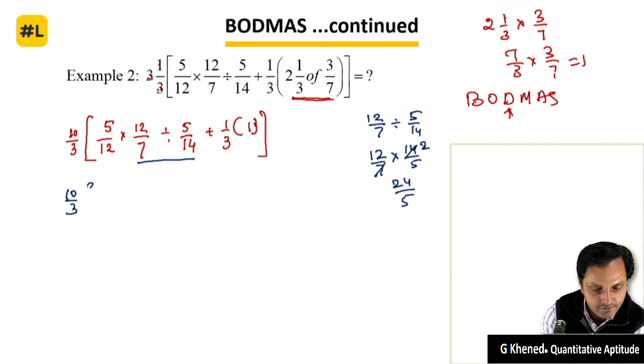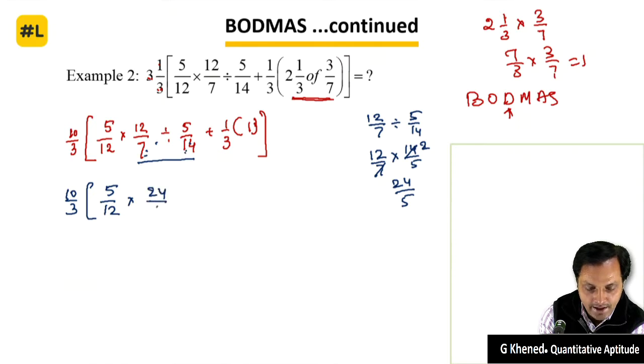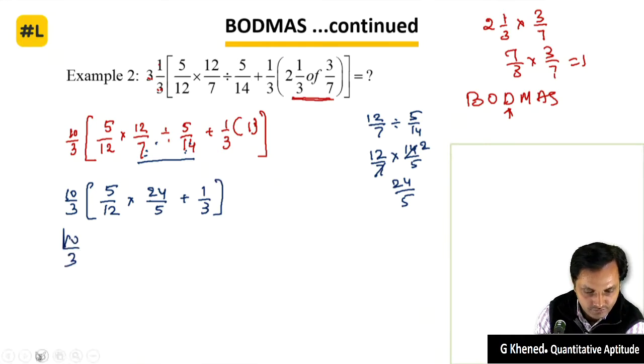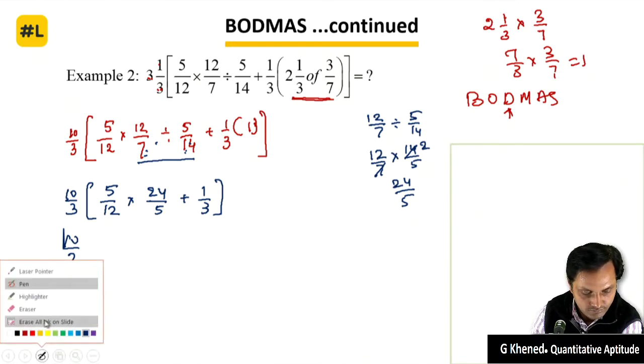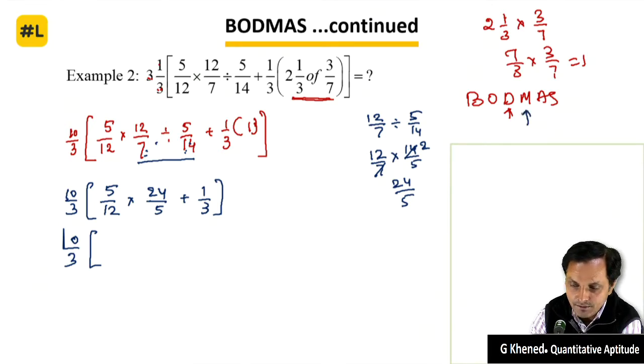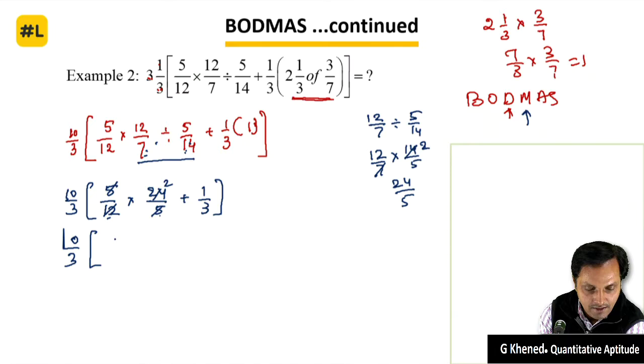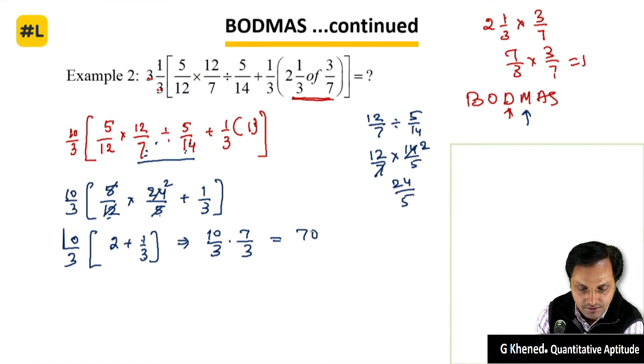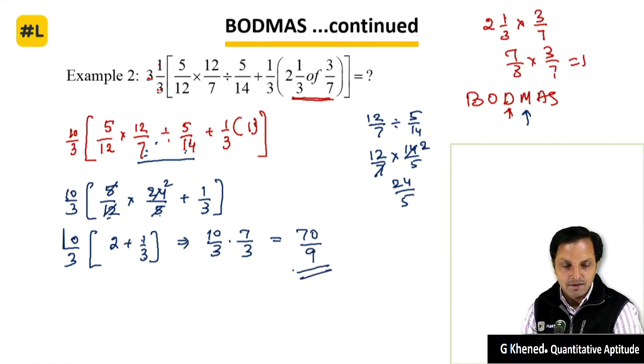So 10 by 3, 5 by 12 into, when you do the division, it will be 24 by 5 plus 1 by 3, 10 by 3 then. Now multiplication is the one which you need to concentrate first. Multiplied terms are here. You can cancel 5 with 5, 12 ones are 12, 2s are 24. That will give you 2 plus 1 by 3. 10 by 3 into 3 2s are 6 plus 1 is 7 by 3. So that should give you 70 by 3 into 3 is 9. That is the simplification part.